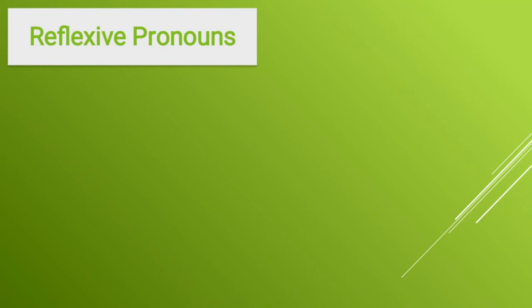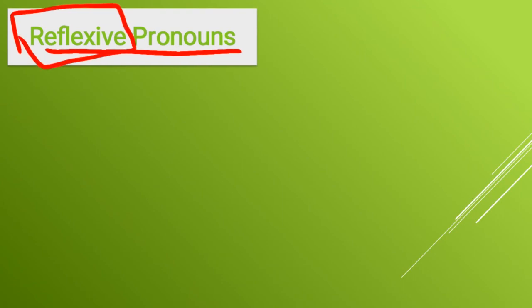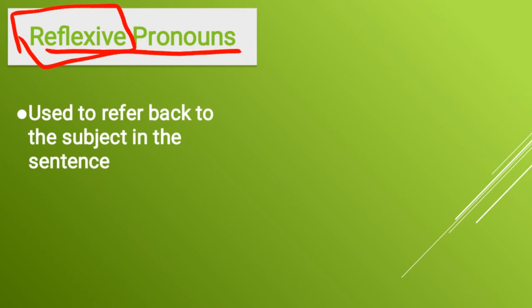Yes. And then the next type is reflexive pronouns. So reflexive, it's reflecting something. Whatever is shown in the mirror and water, they have the power to reflect it. Isn't it, children? Yes. So you have some idea by reading this title. Reflexive pronouns. It reflects something. Okay, so children, these reflexive pronouns are used to refer back to the subject in the sentence.